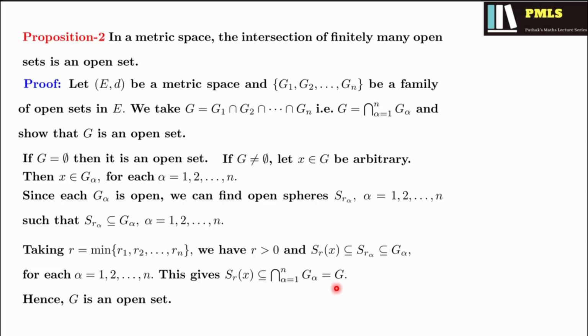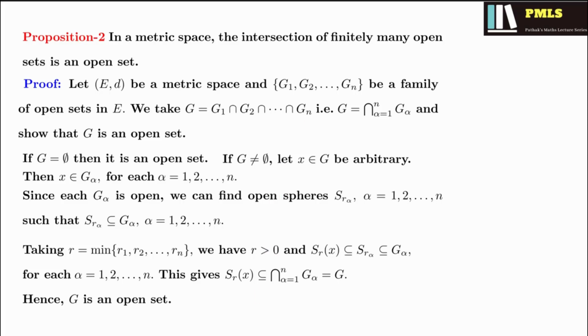but G. So we have taken an arbitrary point X in G, and we have found that we have an open sphere SR of X, which is a subset of G. It gives that G is an open set, which is nothing but the intersection of a finite number of open sets G1, G2, Gn. And therefore we prove that the intersection of finitely many open sets is an open set.